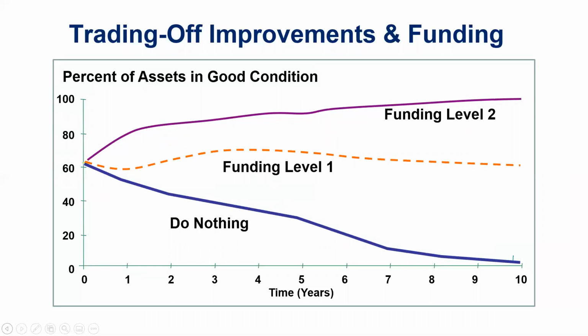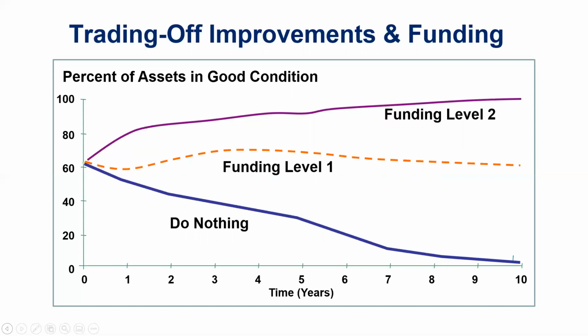So a lot of times what we'll do is look at trade-off improvements based upon different funding levels. And these are charts that could be generated by pavement management programs, bridge management programs. They could also be generated by really simple spreadsheets. But in this particular chart, what we're looking at is the percentage of assets in good condition over a period of time. And we have three different funding levels.